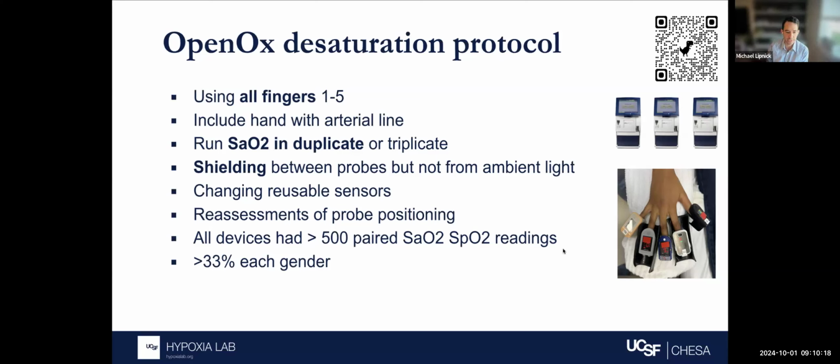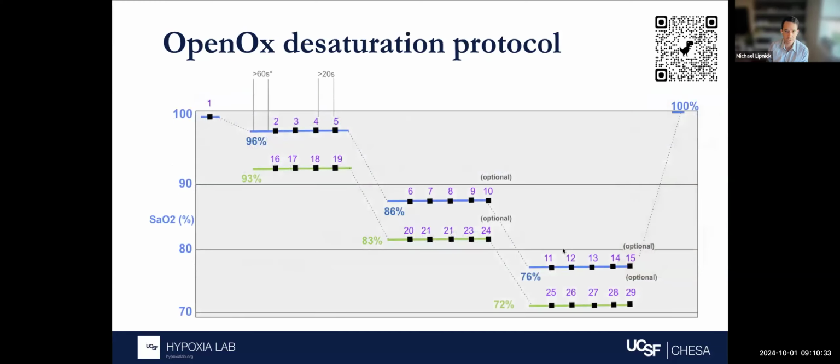All devices that we're going to be sharing data had at least 500 paired SpO2, SaO2 readings. Another piece of cohort data, not new, is just trying to make sure that at least a 1/3 of each cohort had gender representation. Our desaturation protocol, which is available online through this QR code with all of the rest of our protocols, which will have a bit more detail than what I'm going to go through here, are available online. Quickly, we do 2 desaturation runs.